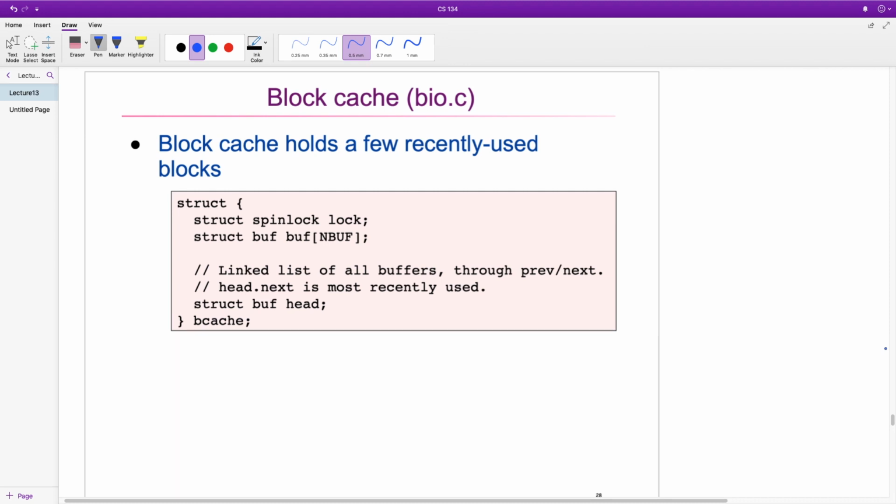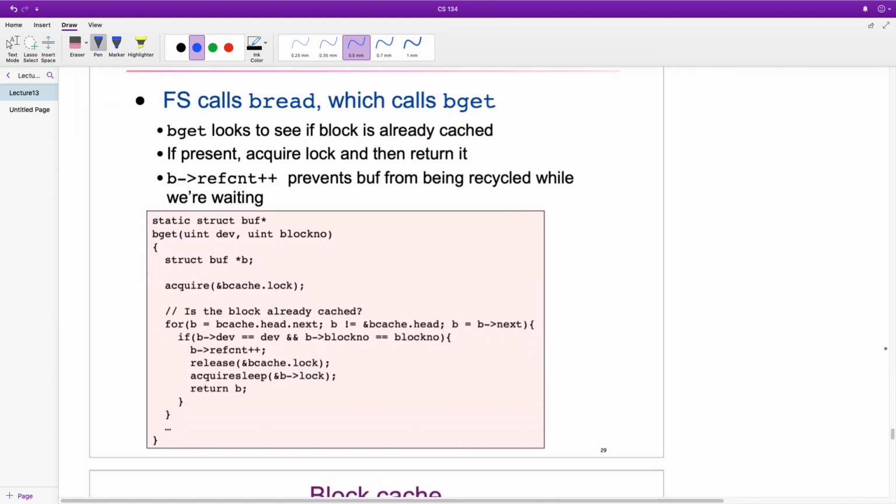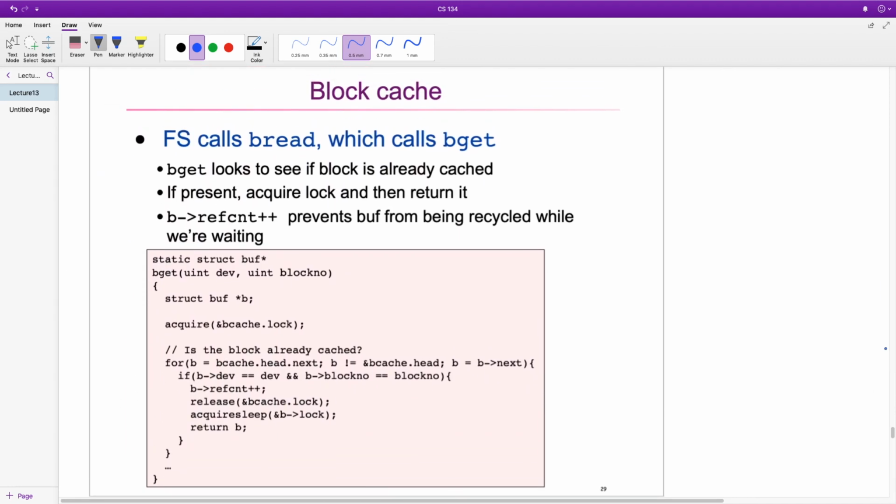All right. So we have this cache, and the file system goes ahead and calls bget, and bget will make sure nothing else is using this cache, and then go through and just try to find is this block number used. Okay. And we have a reference count to specify how many people are actually using this block. So it's pretty straightforward.